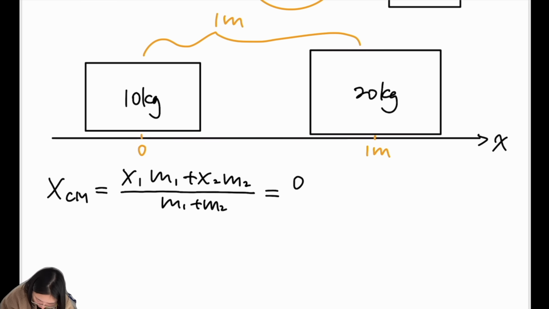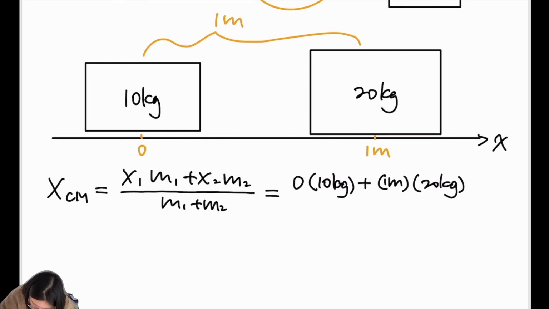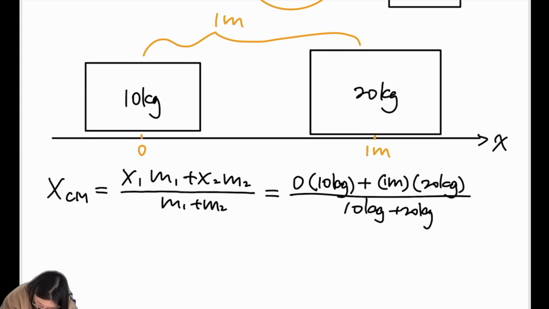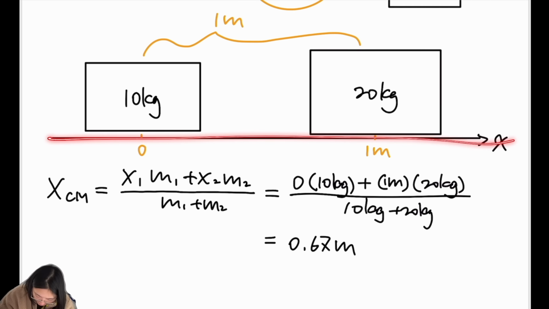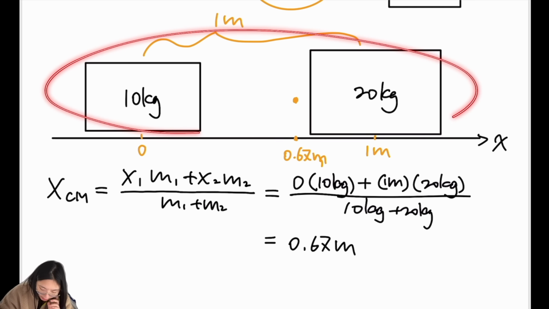Then x1, the position of mass 1, times 10 kilogram, plus x2, 1 meter, the position of mass 2, multiplied by its mass, and then divided by the total mass of 10 kilogram plus 20 kilogram. Then it is 20 divided by 30, so 2/3, approximately 0.67 meters. It means on this reference frame, this 0.67 meters is the position of the center of mass of this two-object system.